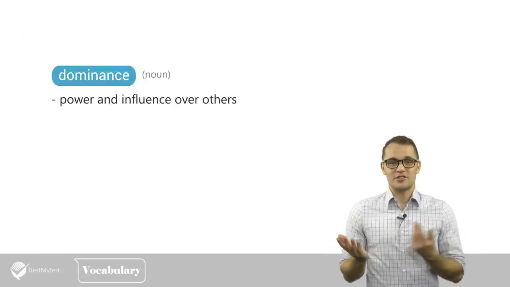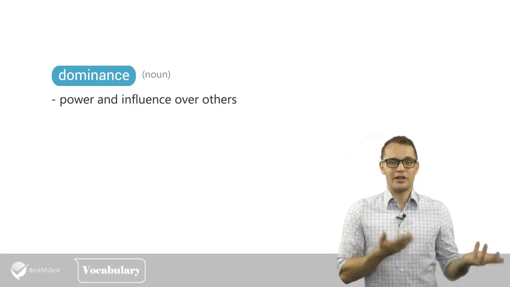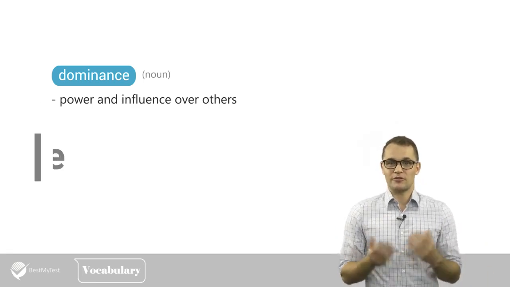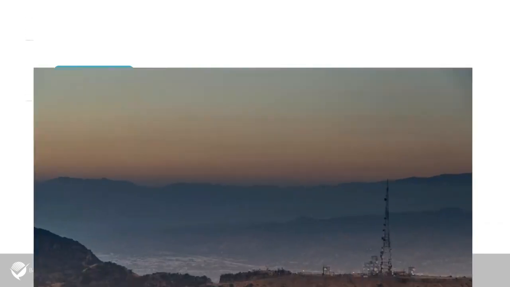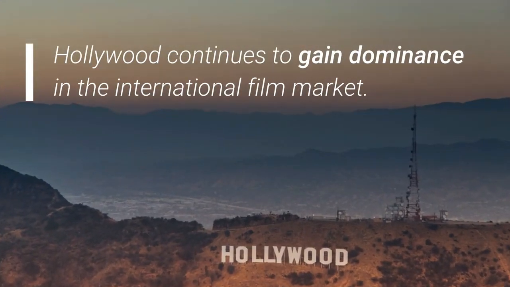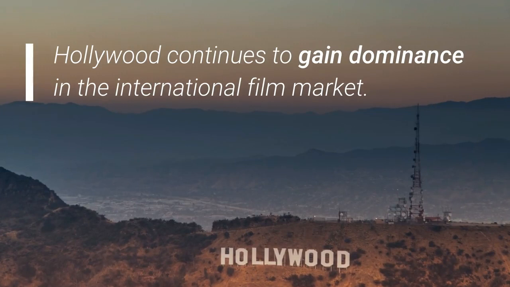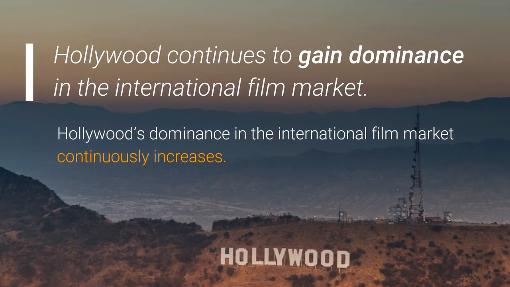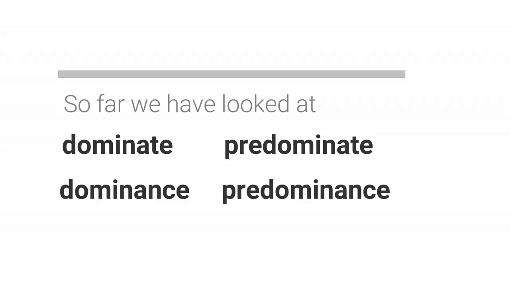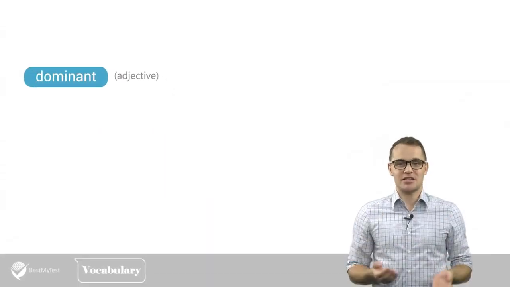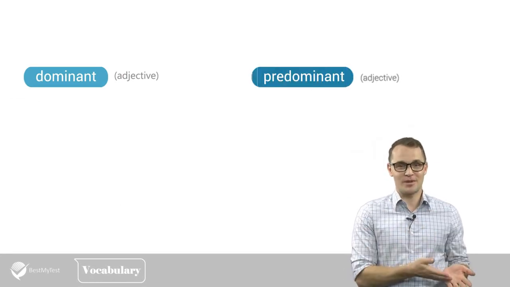Okay, we know that dominance means the power or influence over others. So the phrase gain dominance is often used. For example, Hollywood continues to gain dominance in the international film market. This means that Hollywood's dominance in the international film market continuously increases. Okay. So far we have looked at dominate and predominate, and dominance and predominance. Let's look at the adjectives dominant and predominant.